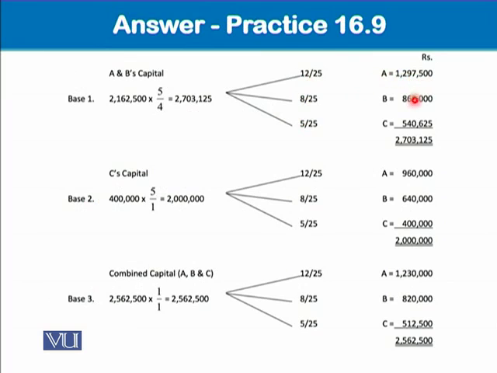1,297,500 for A, 865 for B, and 546.25 for C. So this is the revised amount of capital, or readjustment of the capital balances based on the old profit sharing ratio, so that the total amount of the capital is 2,703,125, which is this. Now let's discuss the second base.